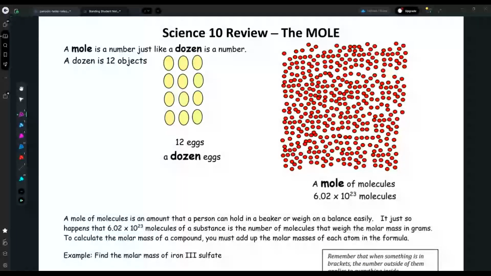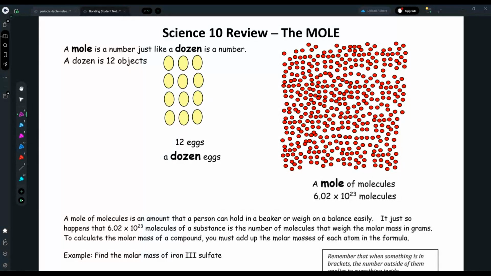So in this video, we're going to go over topics that would have been covered in Science 10. And the first topic that we're going to go over is what a mole is. A mole is just a word that refers to a specific number of molecules. Just like when we talk about a dozen of eggs, we refer to specifically 12 eggs, or a dozen of any object is going to refer to 12 of whatever object that you're talking about.